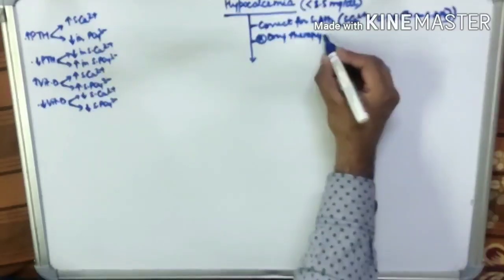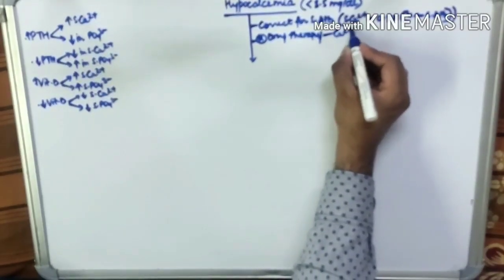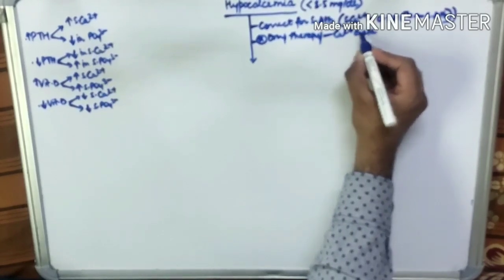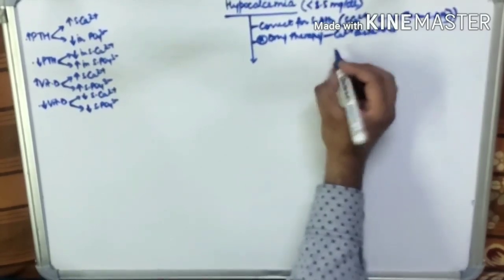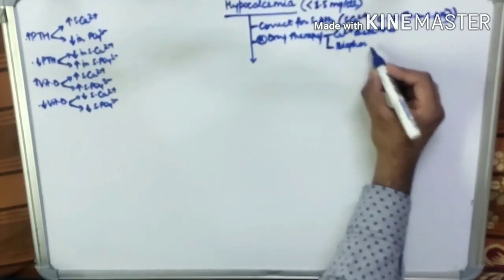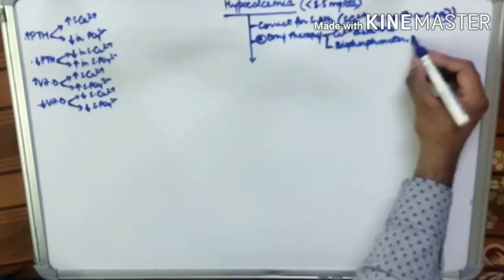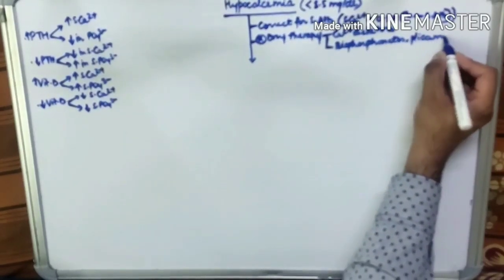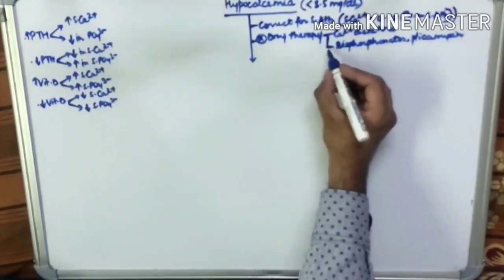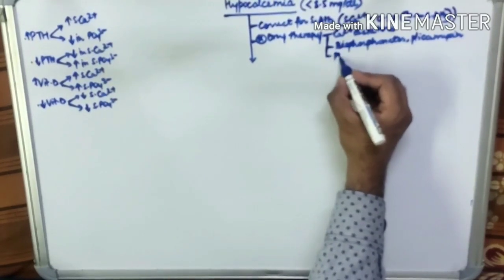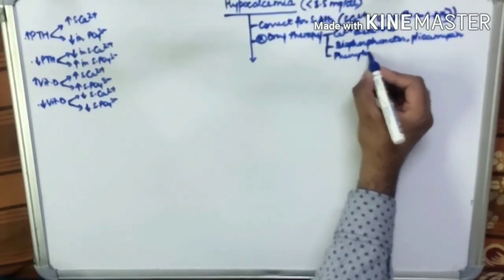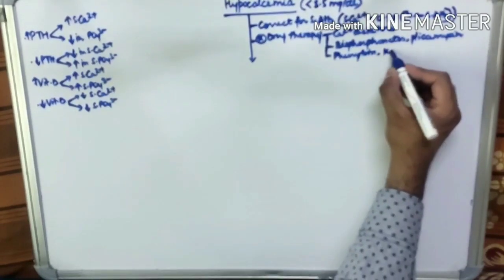It includes calcium chelators, inhibitors of bone resorption, bisphosphonates and plicamycin, and drugs which alter vitamin D metabolism. An important drug in this category is phenytoin, also ketoconazole.